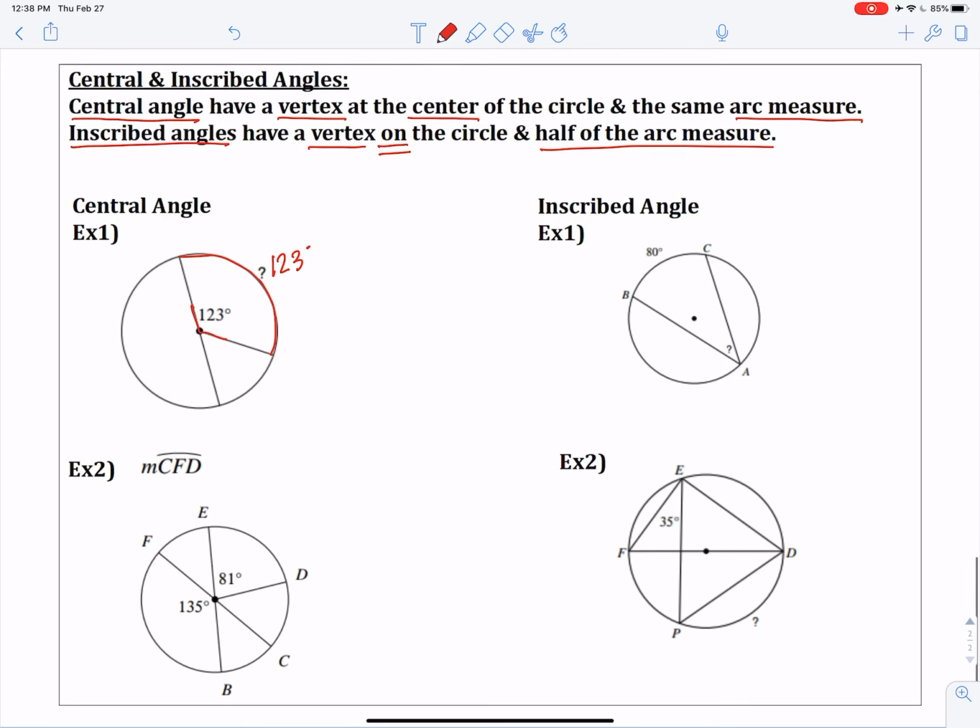For example number 2, they give us a couple different central angles, but they're actually asking us for an arc measure, CFD. They're asking us for that entire arc measure. So we're going to have to use our central angles here to help us out. So I know that FB is 135. And I know that ED is 81.